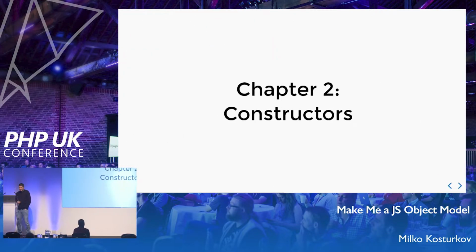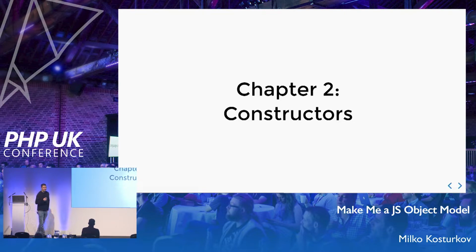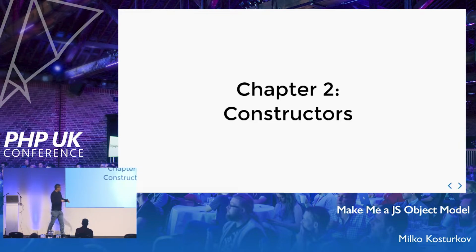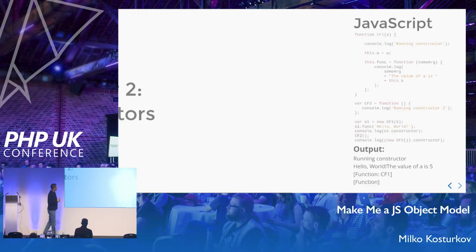Now, this is basic behavior with JavaScript's objects, but we're doing PHP and we're doing object-oriented programming, and obviously we really want to do object-oriented programming in JavaScript because we're evil. And we want our PHP JavaScript-like objects to be able to act as such. So let's talk about constructors.